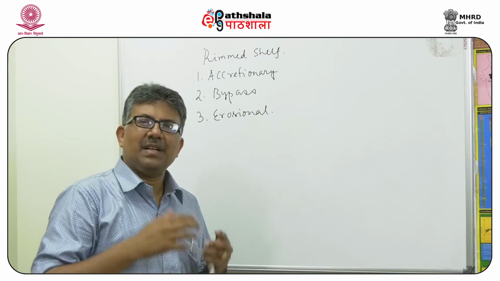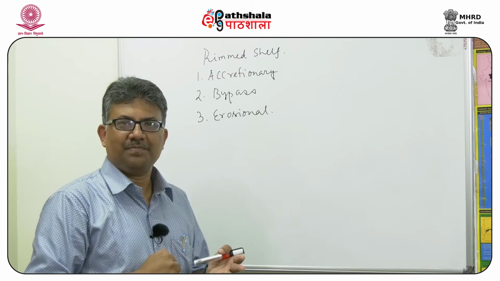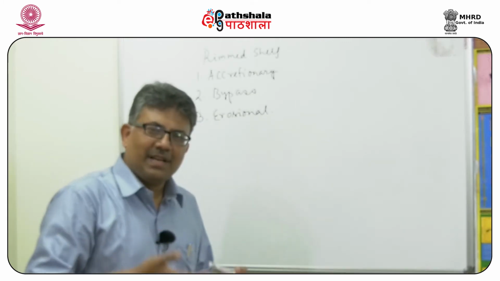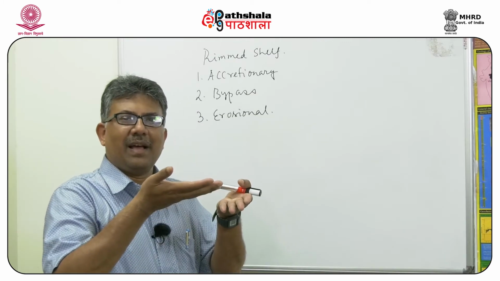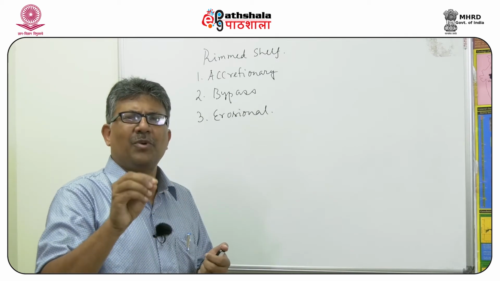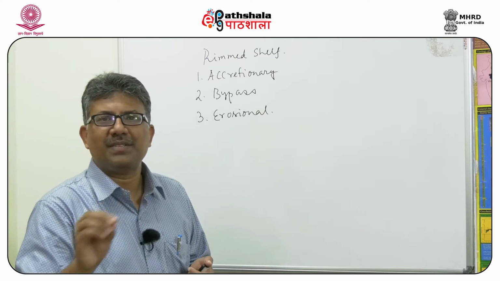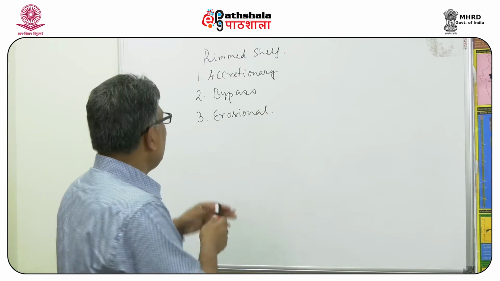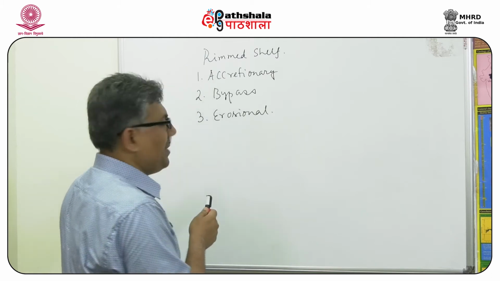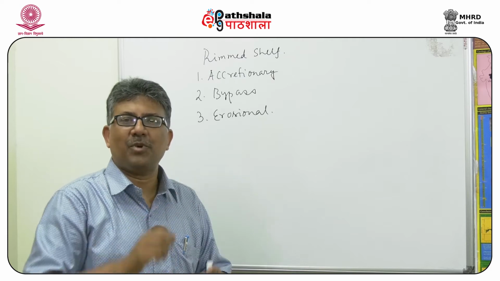Now we come to the bypass. In the bypass there is a vertical stacking rather than a lateral migration. As there is vertical stacking and vertical aggradation, there will be very little sediment available on the slope, and it will not supply much sediment to the slope. So the fundamental difference between an accretionary margin and a bypass margin is that in the accretionary it is a lateral migration because of the higher productivity.